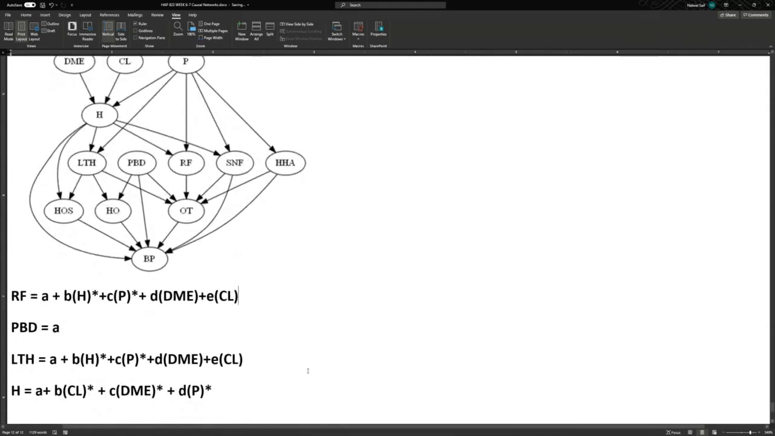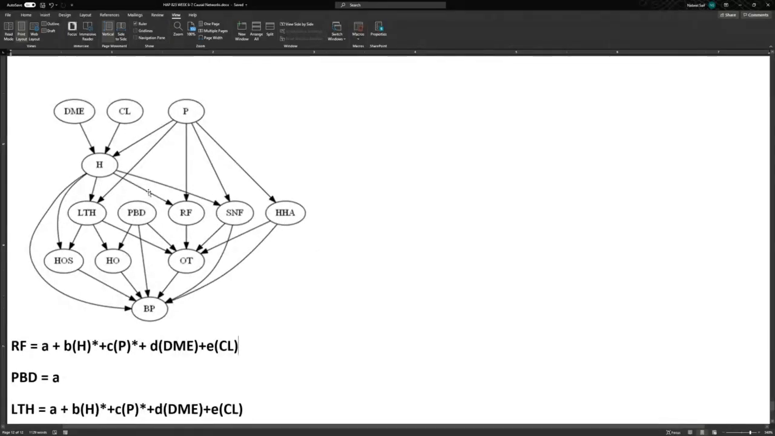And what are the children of H? The children of H are LTH, RF, SNF, and HOS. Oh, and BP. Yes. And what is a co-parent for H? For H, what is an example of a co-parent for H?